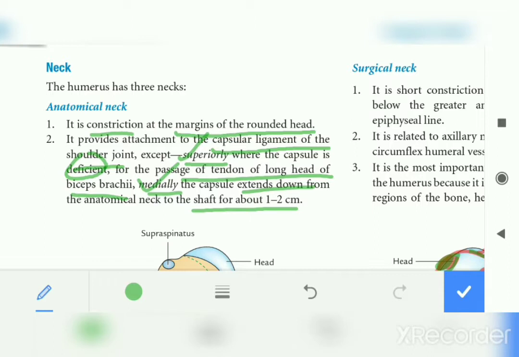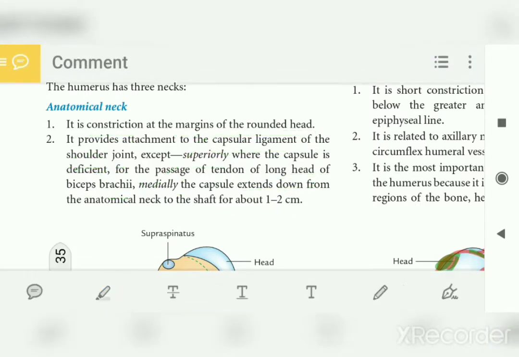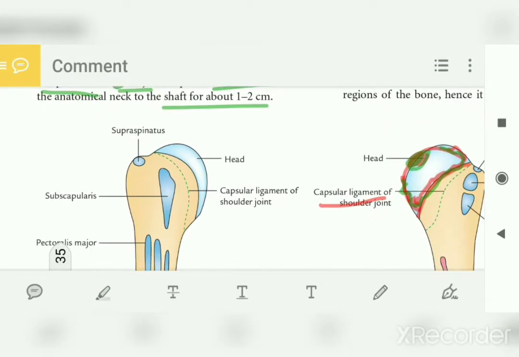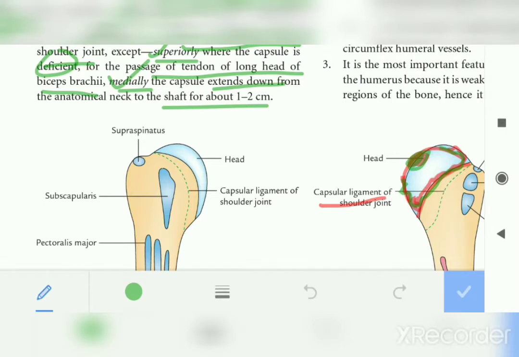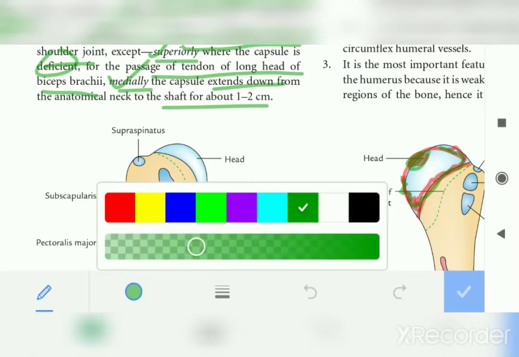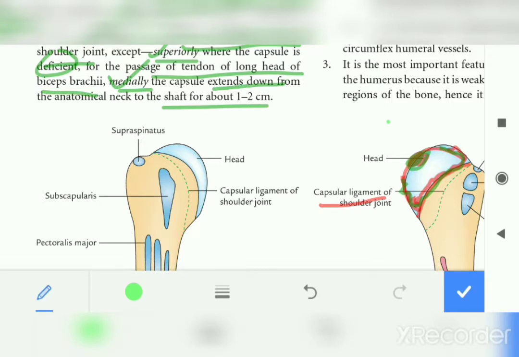Let's see the capsular attachment, the capsular ligament of the shoulder joint. Here is the capsular ligament, the blue dotted line. Look at that. The capsular ligament of the shoulder joint is the blue dotted line. It lies just in line with the anatomical neck. We have already shown you the anatomical neck. Look at that, just in the line of the anatomical neck, but it will be deficient at the bicipital groove.